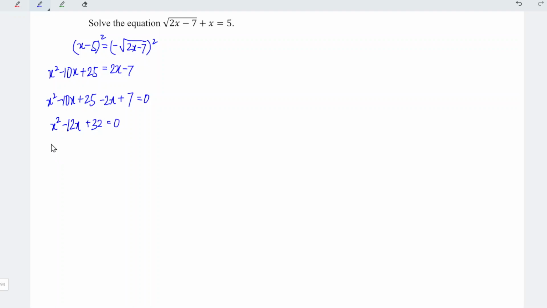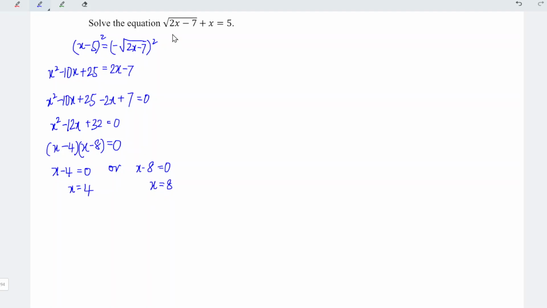We can factorize, and we should obtain x minus 4 times x minus 8 is equal to 0. So which means that x minus 4 is equal to 0 or x minus 8 is equal to 0. And we obtain x is equal to 4 or x is equal to 8.